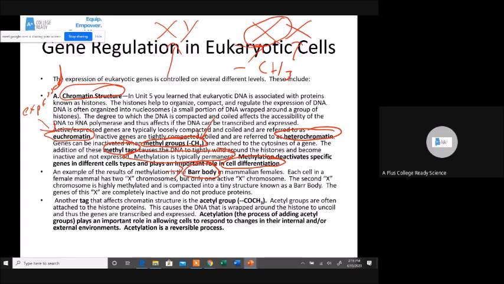Let's talk about another kind of tag which helps to regulate DNA in eukaryotes, and that's an acetyl group, a COCH3 group. These groups can get attached not to the DNA directly, but to the histones, the proteins that the DNA winds around. And when they're attached, this causes DNA to unwind. When it unwinds, now it can be transcribed, it can be translated, it can be expressed. So acetylation is a way to turn on genes.